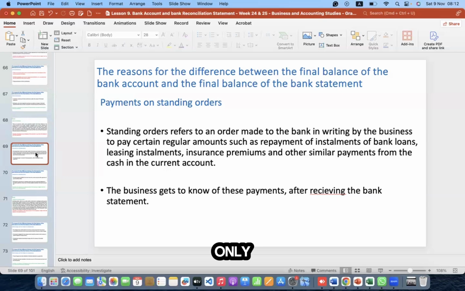So likewise, only then will you realize that these payments have been made. But in your bank account, you have not recorded them, because maybe you forgot, or maybe you never knew about it. So what you have to do is take your bank account and record it.